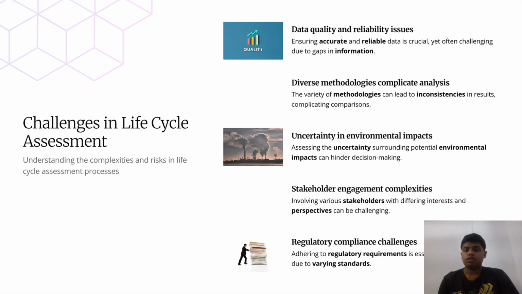The second one is diverse methodological complexities. The variety of methodologies can lead to inconsistency in results, complicating comparison. So they should have a direct methodology without any deviations in their project. The third one is uncertainty in environmental impacts. Assessing the uncertainty surrounding potential environmental impacts can complicate decision making. The fourth one is stakeholder engagement complexities. Involving various stakeholders with different interests and perspectives can be challenging.